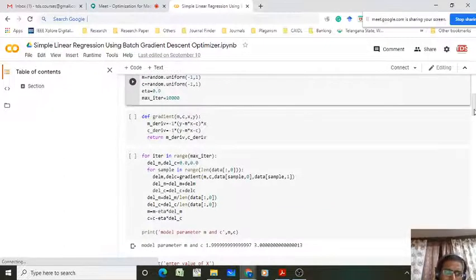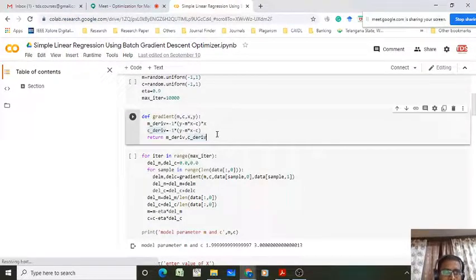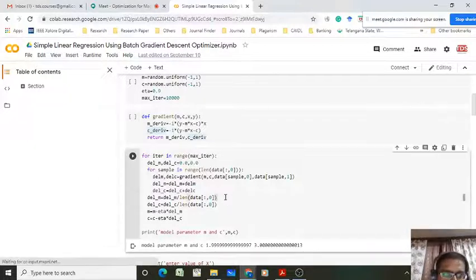Fine. Later, gradient calculation. Maybe don't get confused by the program. Finally I come to what I discussed here. I am taking the same gradient function I used for the stochastic gradient descent optimization. Dou f by dou m equals minus (y minus mx minus c) into x, and dou f by dou c equals minus (y minus mx minus c), right? So it gives the dou f by dou m and dou f by dou c.